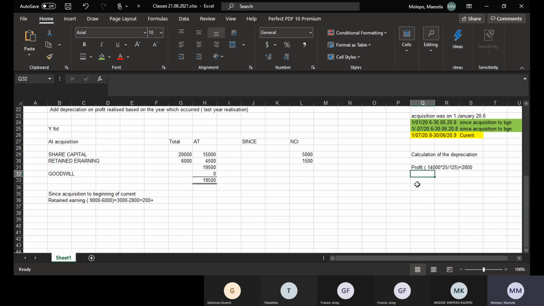Now the depreciation on profit. You're gonna have the period 1 January 2008 up to 30 June 2008, which is the current year which X was using the asset. The year which X was using the asset.